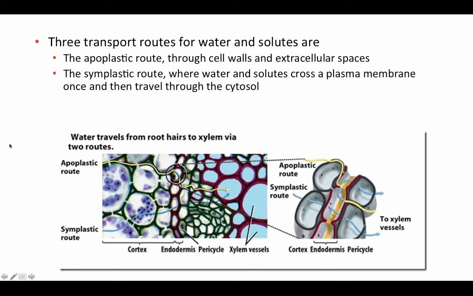The symplastic route is the route in which water and solutes cross a plasma membrane once and then travel through the cytosol of the different cells. And they're going to go from cell to cell through plasmodesmata. So we can see this blue route here that's going inside the cells.